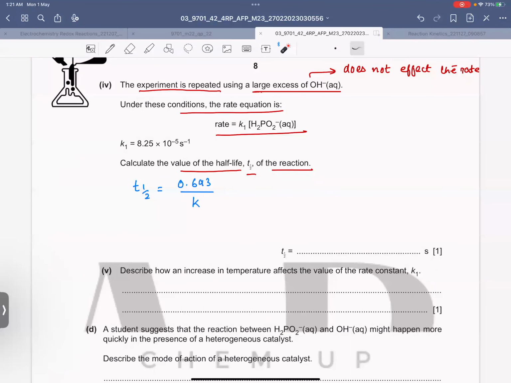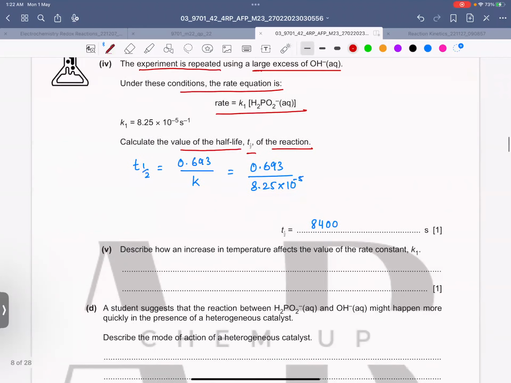So, 0.693 divided by 8.25 exponent minus 5. That gives 8400. Okay.